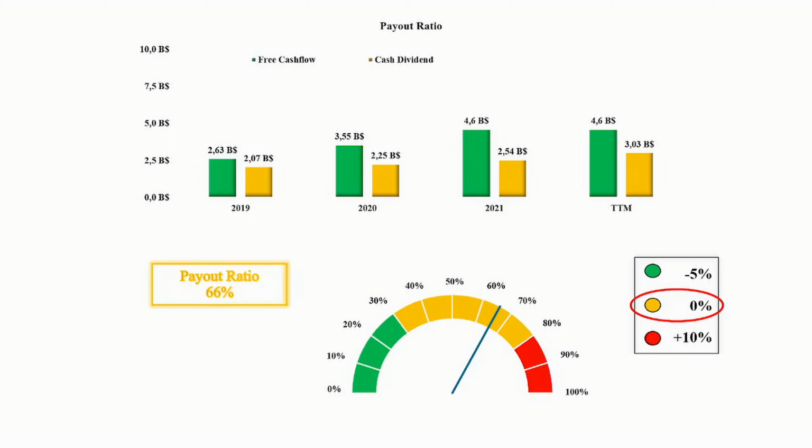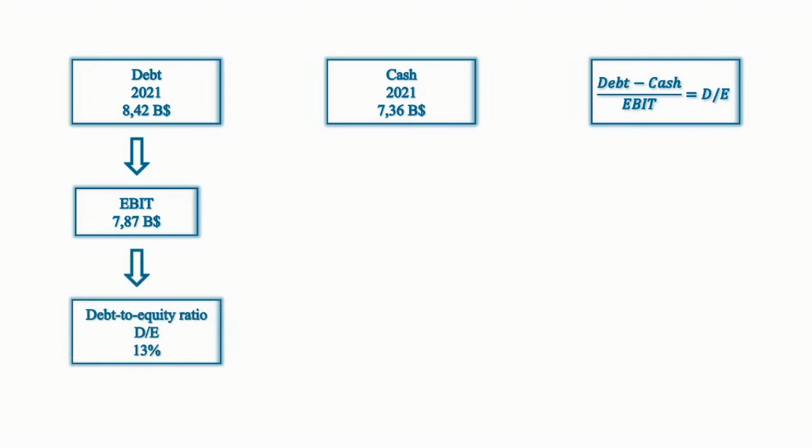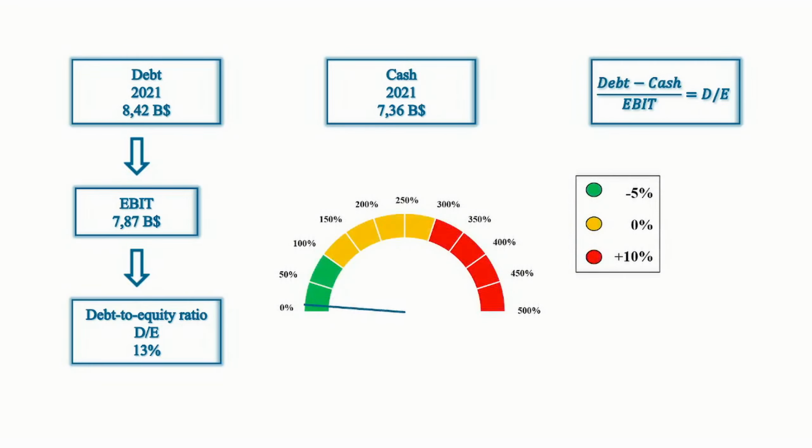Next, I'll take a look at the debt situation. The company has a debt of $8.42 billion and they have $7.36 billion in cash. When the cash gets subtracted from the debt, and this value then gets divided by the EBIT, the debt to equity ratio is found. The EBIT is currently at $7.87 billion, which leads to a debt to equity ratio of 13%. This value is really good, and Blackrock could basically pay off the debt at any time if they wanted to. For this very good value, I'll subtract 5% from the margin of safety.